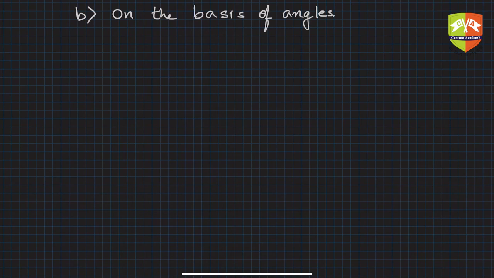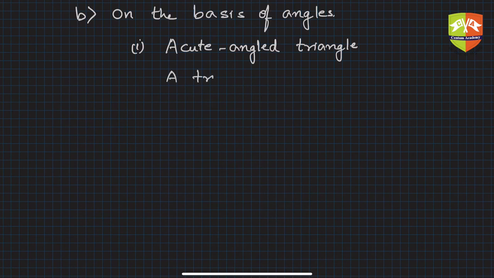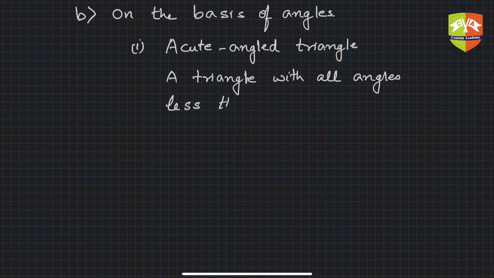Okay, so there are again three categories. One is acute angled triangle. What is this? On the basis of angles. So now we are measuring the angles, and on the basis of that we are going to classify triangles. An acute angle triangle is a triangle with all angles less than 90 degrees.